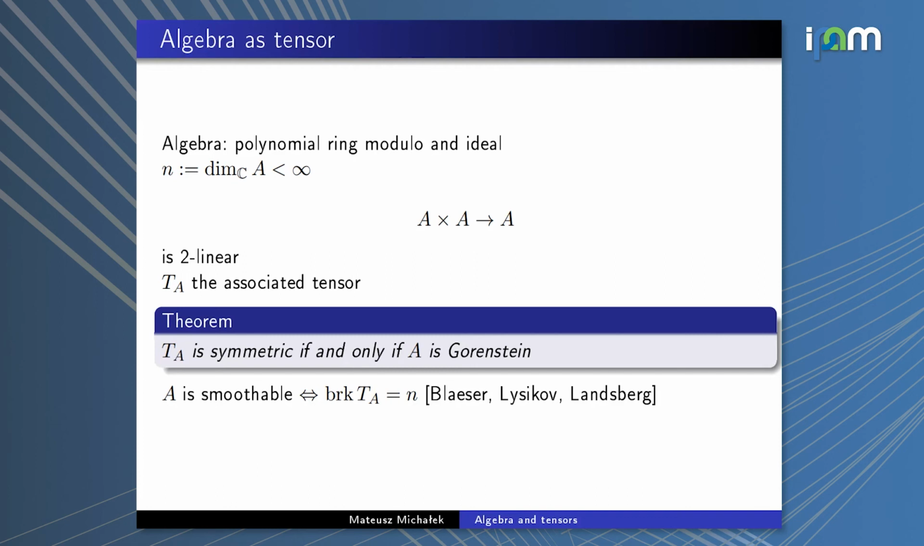Now, I wanted to present here one theorem that this tensor T_A is symmetric if and only if A is Gorenstein. This is from a joint work with Amy Huang and Emanuele Ventura. Okay, so we have a lot of tensors, and by the work of Bläser, Lysikov, and Landsberg, it turns out that in many cases, we can say that they are of minimal border rank, that is the dimension of the vector space, and the condition is that the algebra is smoothable. This is a condition very well investigated in algebraic geometry.